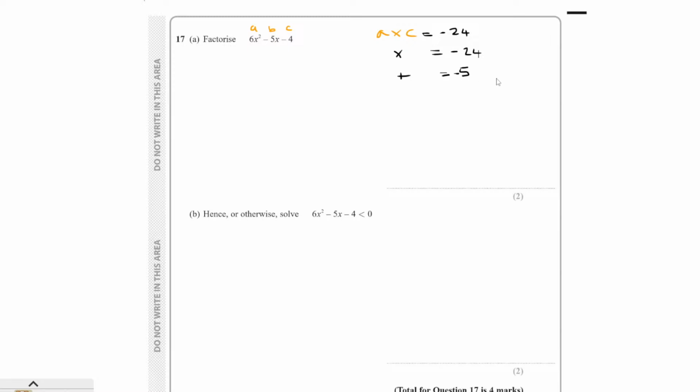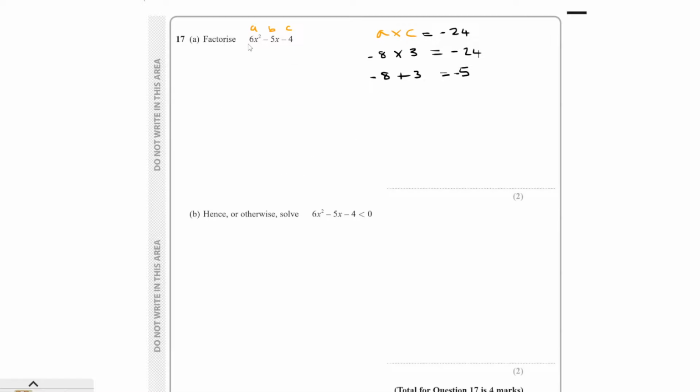Oh, minus 5. So two numbers, 8 and 3, and obviously choose the symbols whilst you're here. To make minus 5, I would have to take minus 8 and add 3, wouldn't I? So that's the same here. Minus 8 times 3 would make minus 24.